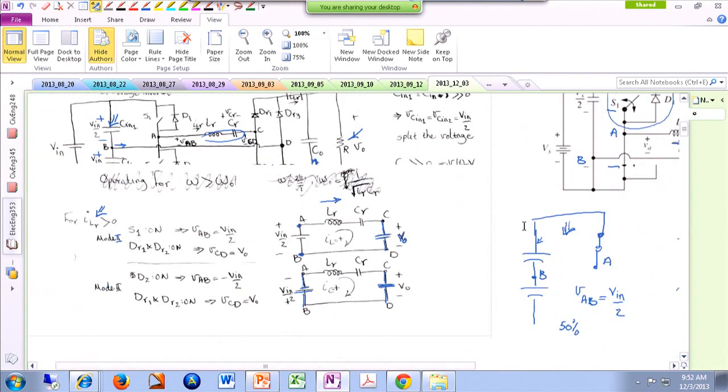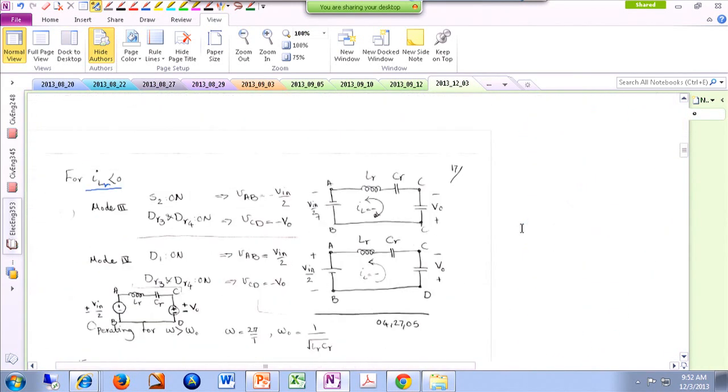So when the output current is negative on the output side, or whenever we are connecting C to D, we have negative of V out over here. And that's why I'm showing here that the polarity has changed.